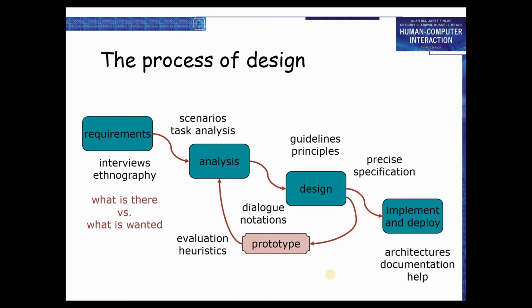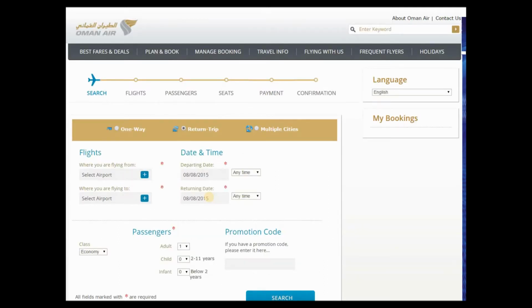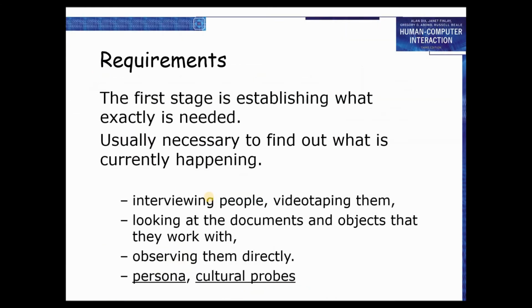In the requirements, we mostly focus on some techniques like interviews, and we try to see what is already over there and what we want to do. So I gave you this example. These are the different phases. We will come back to this slide many times when we go through these different steps. One of the examples that I will give you during this discussion will be of the Oman Air website, and the second example will be of the SIS.